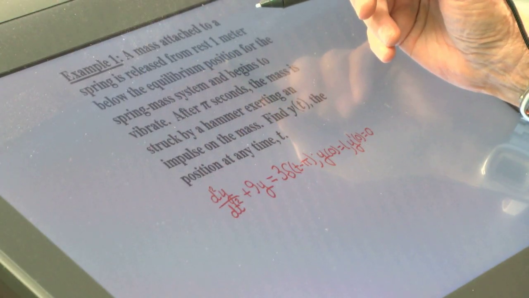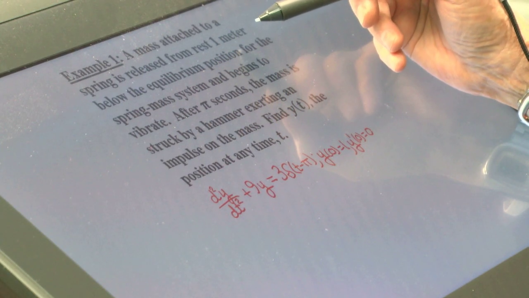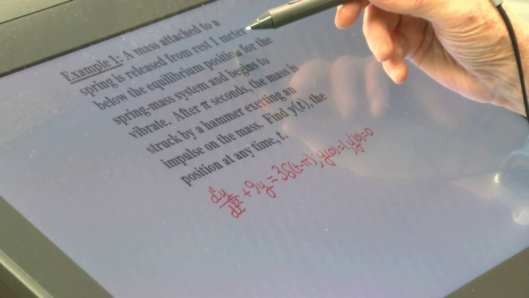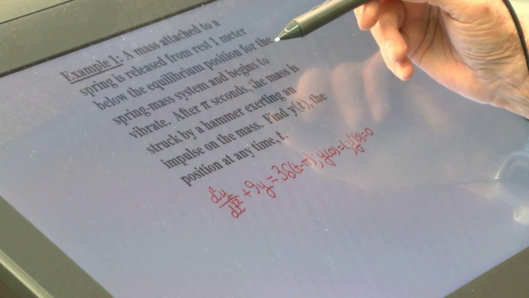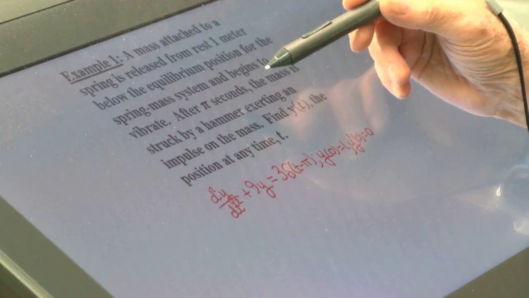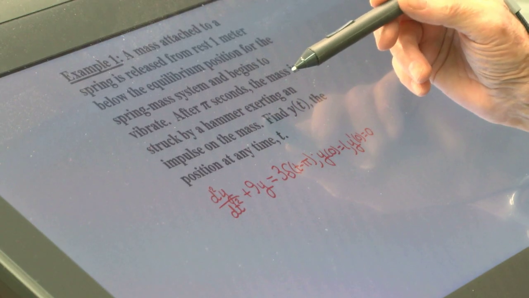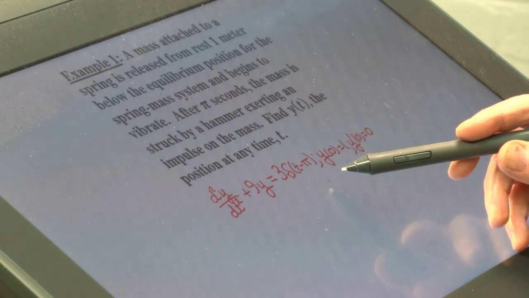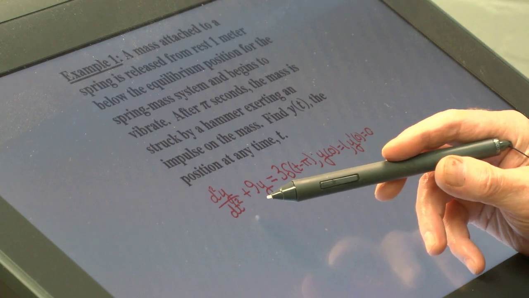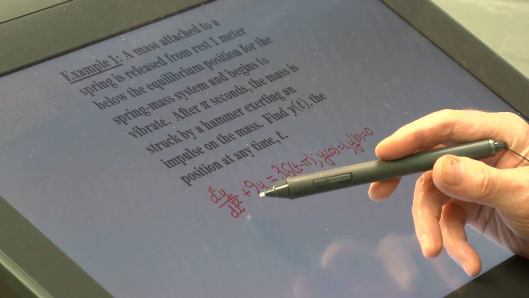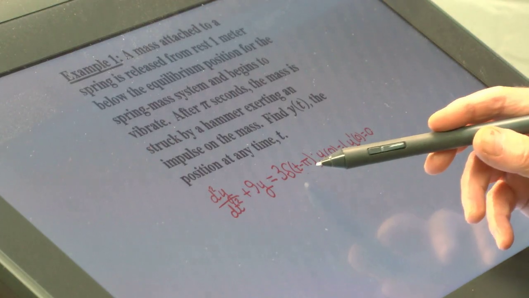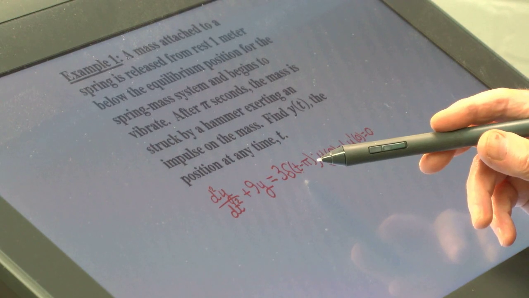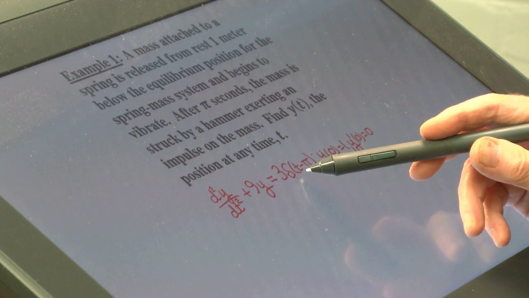It says a mass is attached to a spring, is released from rest 1 meter below equilibrium. Actually, we're going to take downward as positive, so that's going to be a plus 1 meter. And it starts to vibrate. Then after t equal to pi seconds, the mass is struck by a hammer. We have a differential equation that looks like what you see right here. This left-hand side comes from the mass itself and the spring constant, and the right-hand side is called a forcing function, and the forcing function here is an impulse function. And we're considering that now while we're talking about impulse functions.